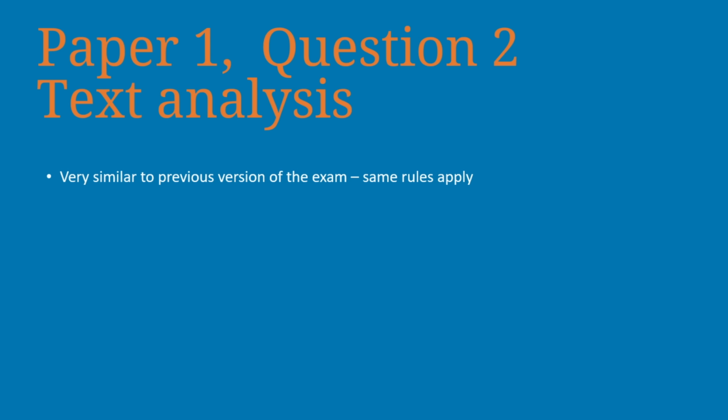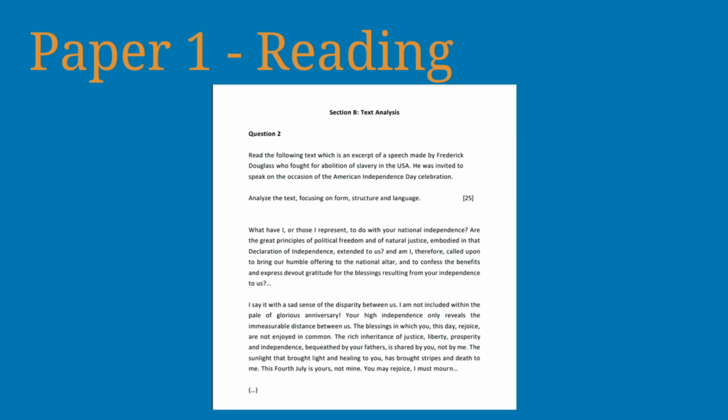That is because part A of paper 1 in the previous version of the exam looked almost identical and called for a very similar type of answer. So let's take a look at an example of this type of question. As you can see, you will be given one text to read in this part of the exam. Before we delve more deeply into the sample text itself, let's look closely at the task and see what we can learn from there.